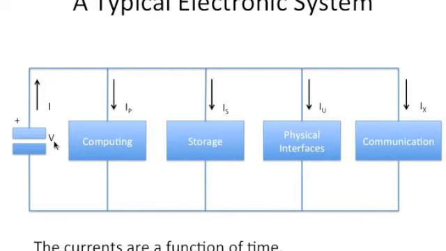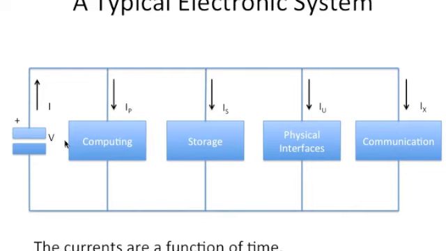So you have a DC voltage source, and the source supplies some current I, and the current gets divided into all these different components. You have current for the computing labeled IP out here, current for storage labeled IS, current for the physical interfaces IU, and current for communication IX. All these currents are functions of time. They keep fluctuating with time. For example, if I'm not doing any communication, hopefully IX will be almost close to 0.